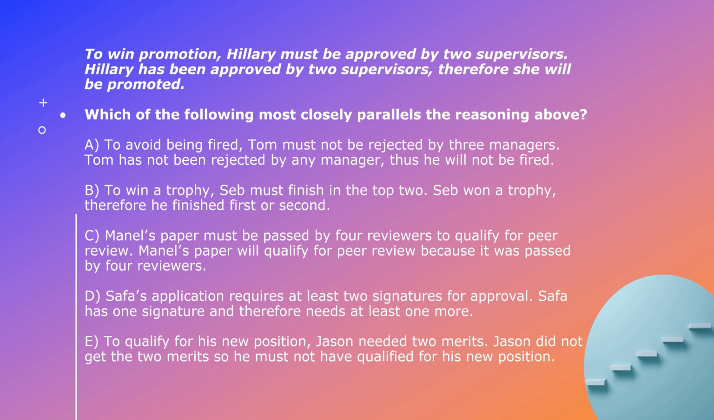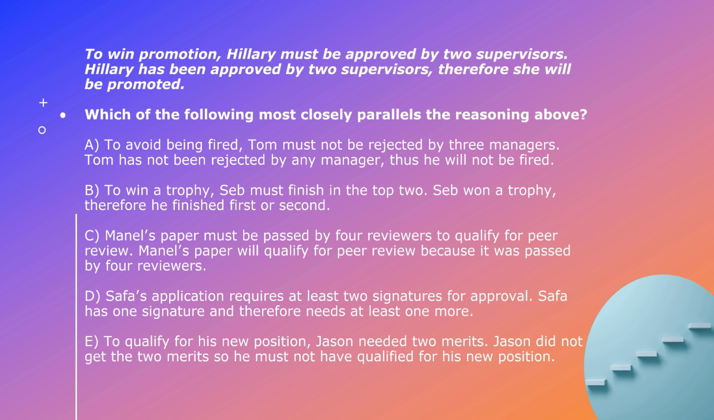Safa's application requires at least 2 signatures. So that's one condition. Safa has 1 signature, so that's like a minus. She's failed on the condition, whereas that wasn't like any of the others, including the original, because in all of the others she qualified for the condition. And therefore here she's failed, that's a minus, she only has 1 signature.